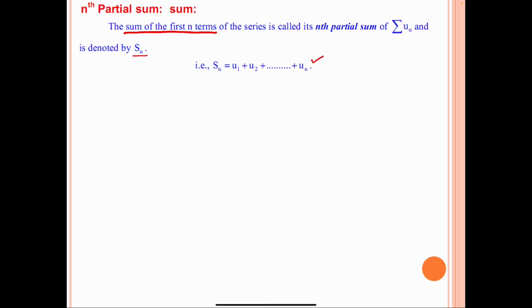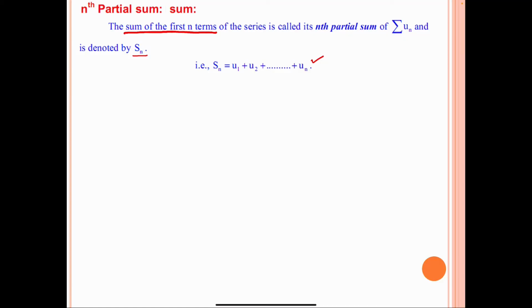Now see, in the expression written on the right side, if you have only one term, then S1 will be u1. When we have two terms, S2 will be u1 plus u2. When we have three terms, then S3 is u1 plus u2 plus u3. So when we have n terms, then Sn is u1 plus u2 plus u3 and so on plus un.